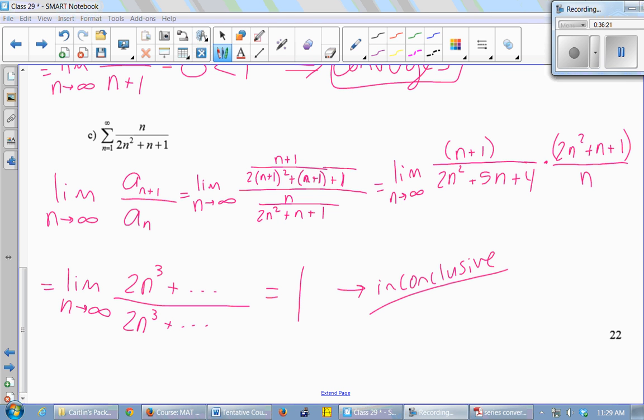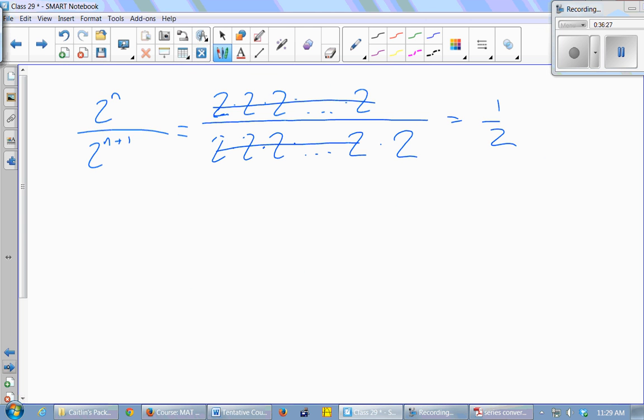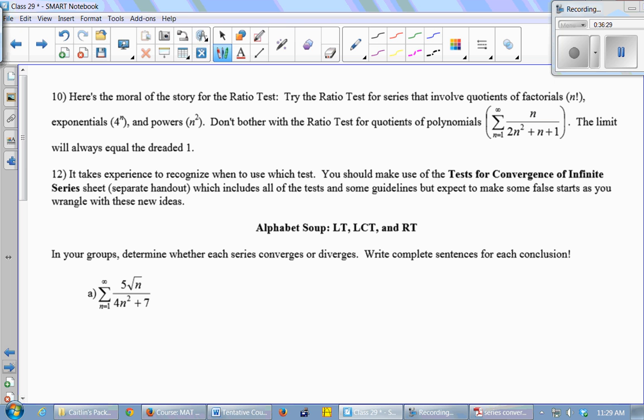Especially when we already know that this diverges because we looked at this sum earlier in class. Okay, so the moral of the story for the ratio test: try the ratio test for series that involve quotients of factorials, exponentials, and powers. Don't bother with it if you have a quotient of polynomials. The limit will always be the dreaded 1.